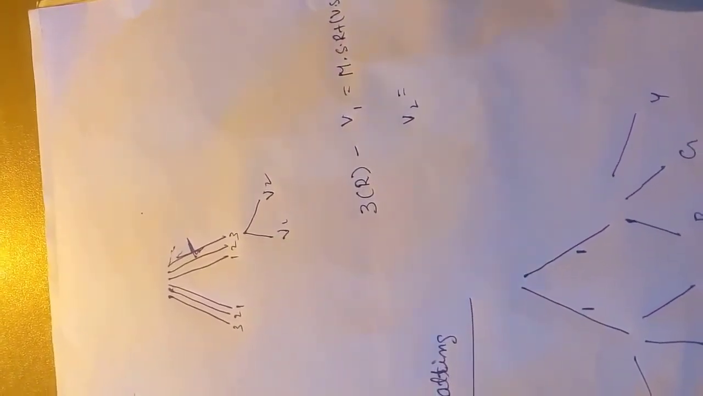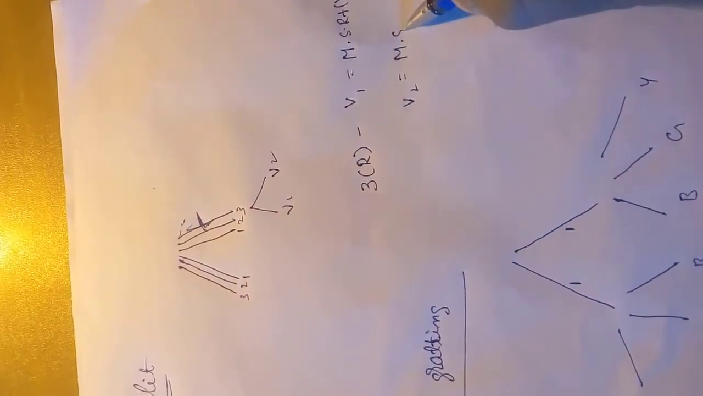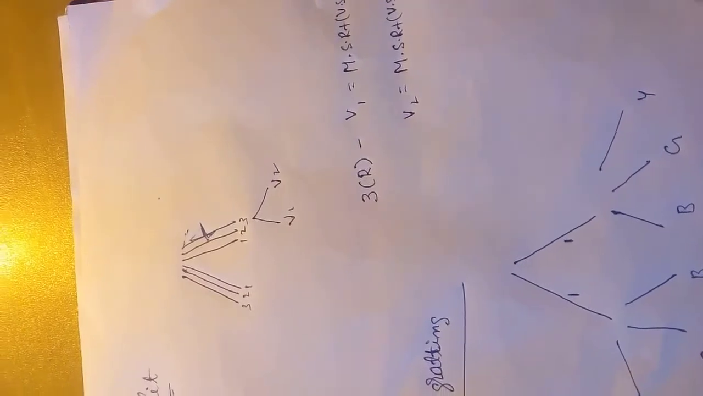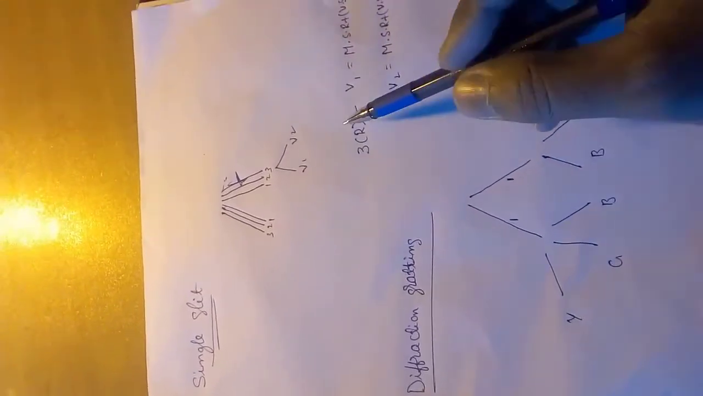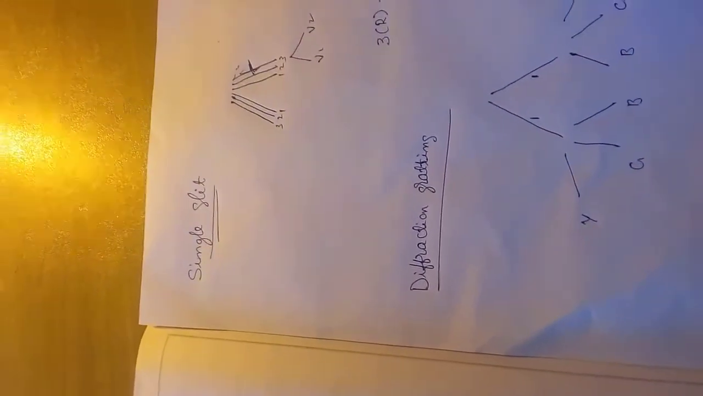That is called main scale reading plus vernier scale reading into least count, which we have to take out. Similarly, for the vernier 2 reading also you have to take out main scale reading plus vernier scale reading into least count. Vernier scale reading into least count, you have to take out in the bracket. First you have to multiply, then you have to add the main scale reading. I'll show you how to take out this vernier scale reading.